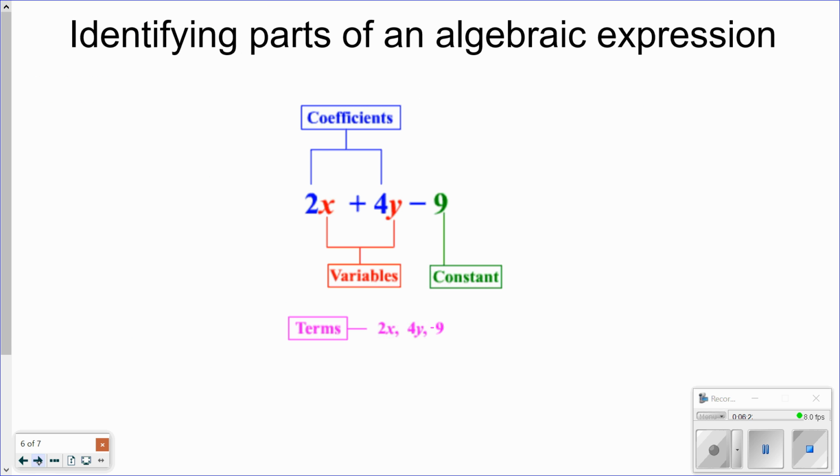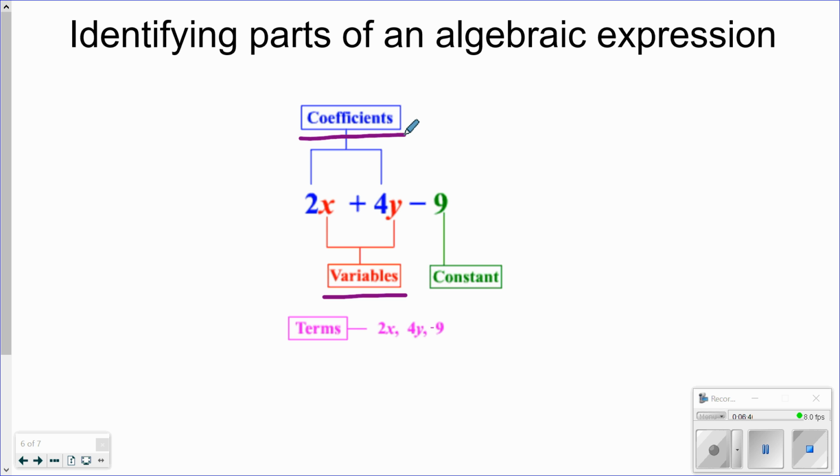Next, we're going to talk about identifying the different parts of an algebraic expression. Our algebraic expression here is 2x plus 4y minus 9. First thing we want to look at are the variables. Variables are just the letters in the expression. So our variables here are x and y.